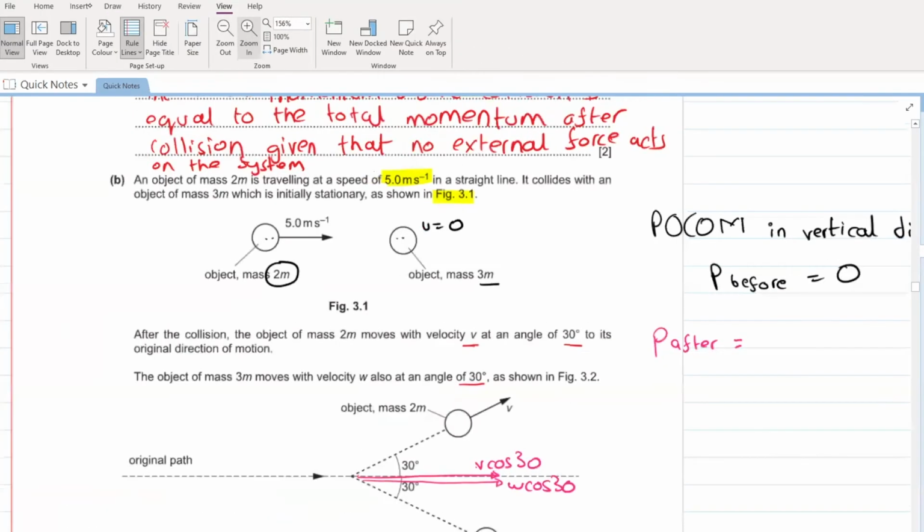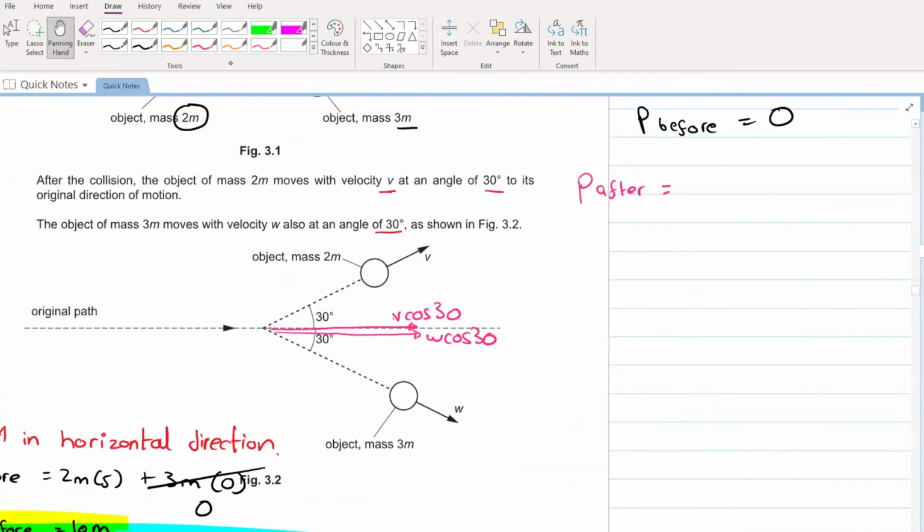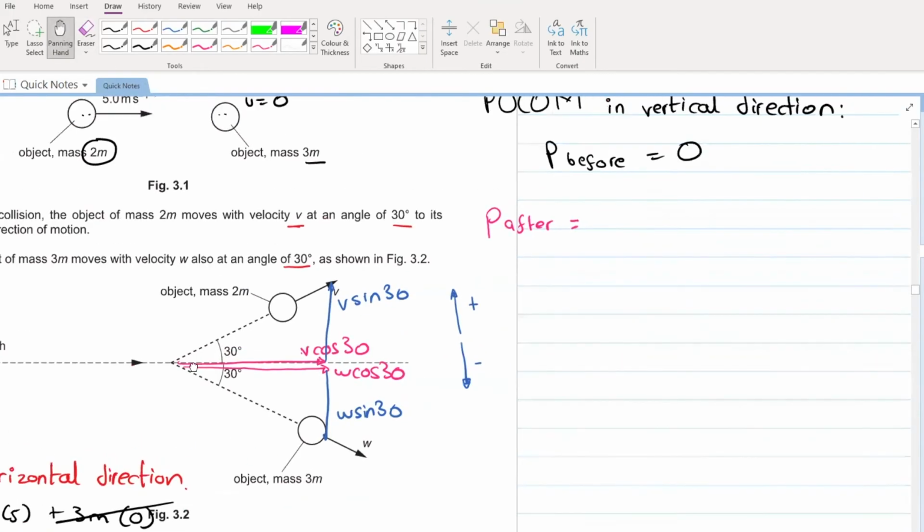So let's zoom in a bit here. If you focus, what are the vertical velocities? This one is v sine 30, and this one is w sine 30. Perfect. Now one vertical velocity is acting upward, one is acting downward. What can we do here? We can create axes: upward as positive, downward as negative. Perfect. Can you calculate the momentum after collision, beta?